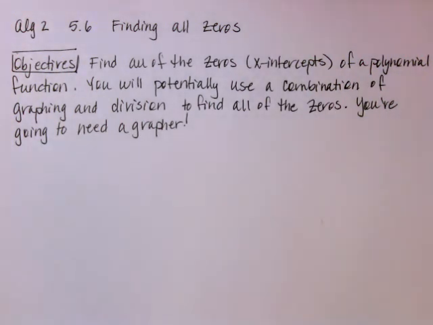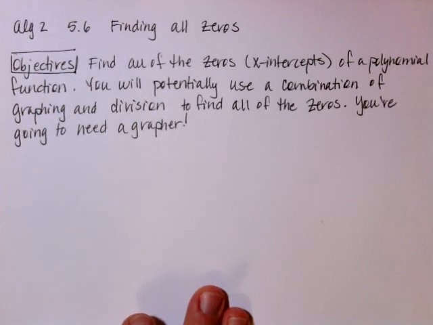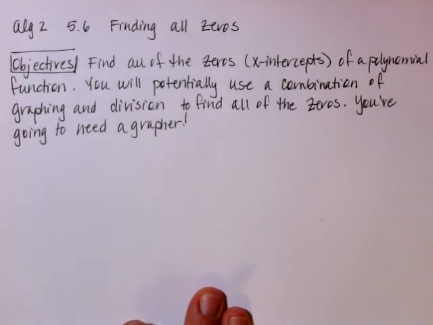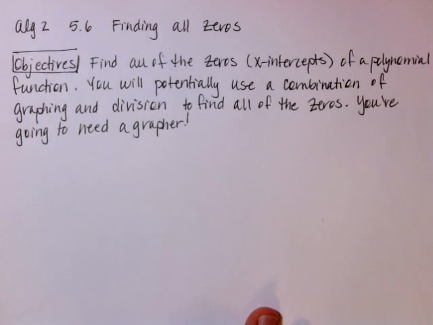We're going to find all of the zeros of our polynomial functions. Your objectives for the day: we're going to find our zeros, or the x-intercepts, of our polynomial functions. We will potentially use a combination of graphing and division to find all of those zeros. You are going to need a grapher, and I'm going to do almost all of our examples on my grapher. So you will want to have one when you go through these notes.